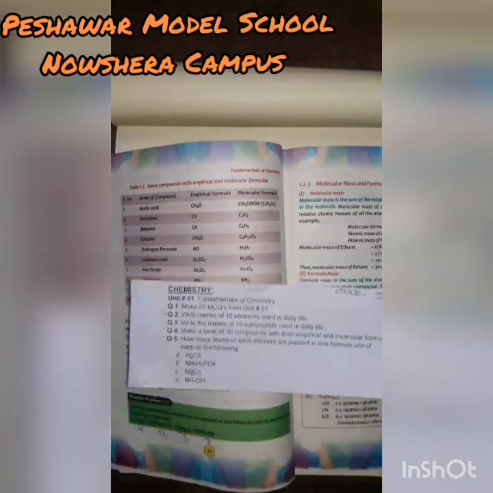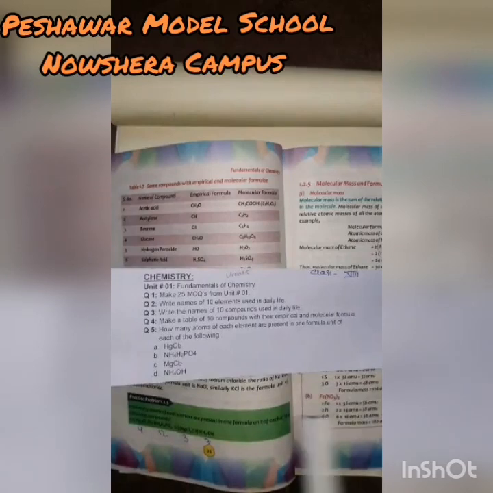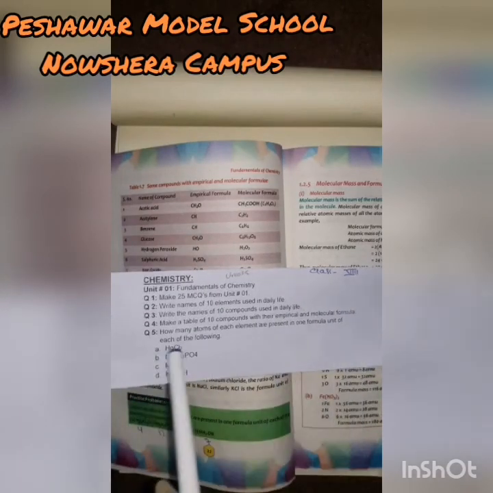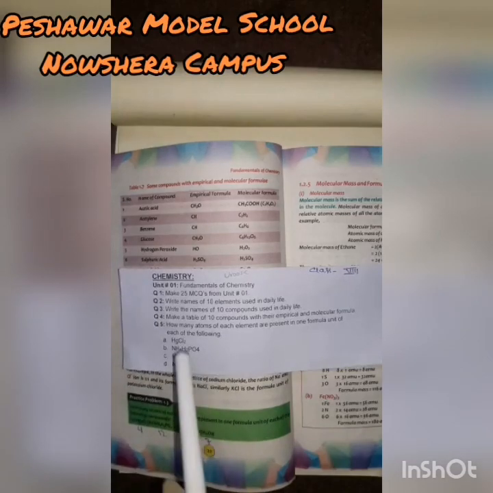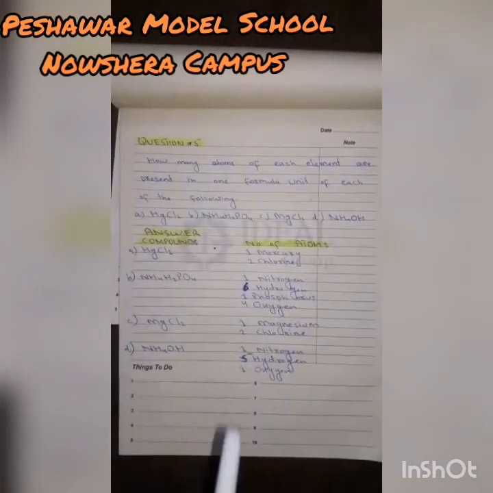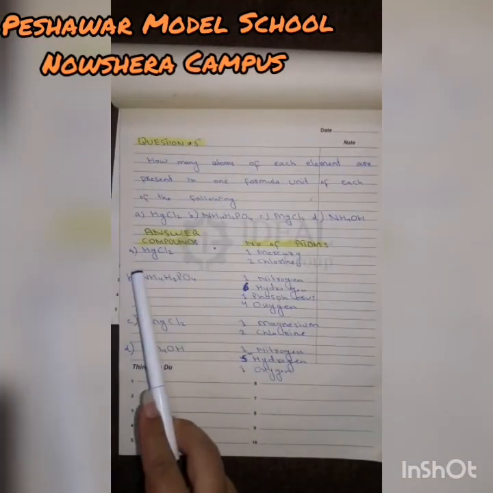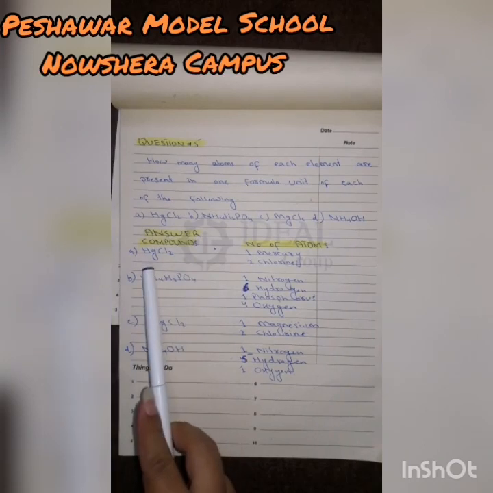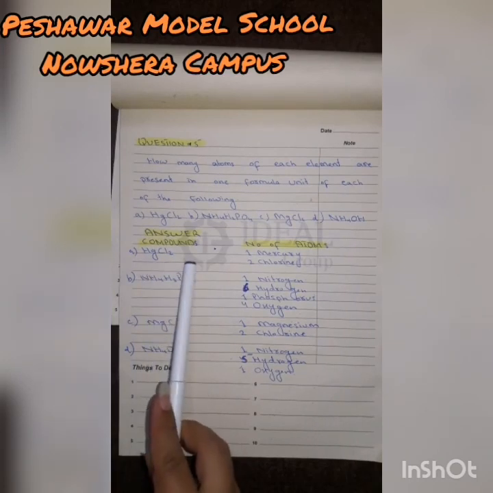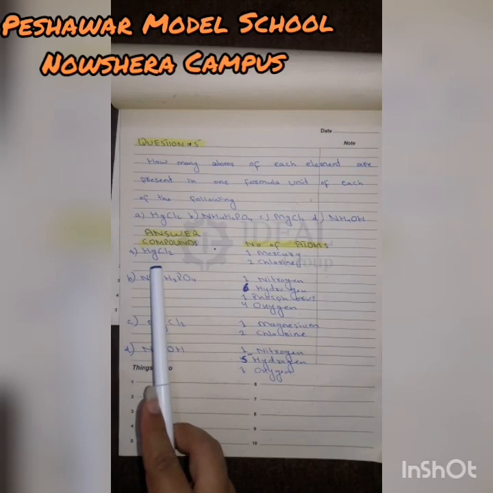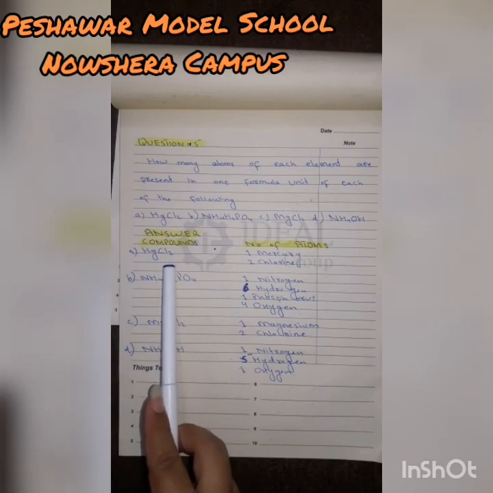Now look at question number 5: how many atoms of each element are present in one formula unit of each of the following. These are the compounds. You have to find out the number of atoms of each element present in a compound. Look at compound number first, which is mercury chloride. Its formula is HgCl2. Hg is the symbol of mercury and Cl is the symbol of chlorine.